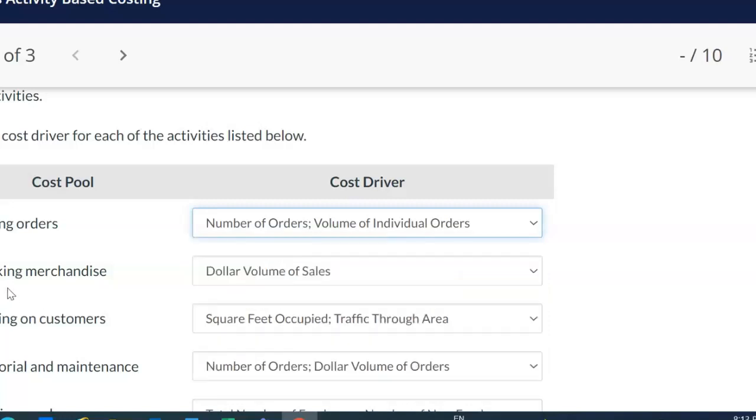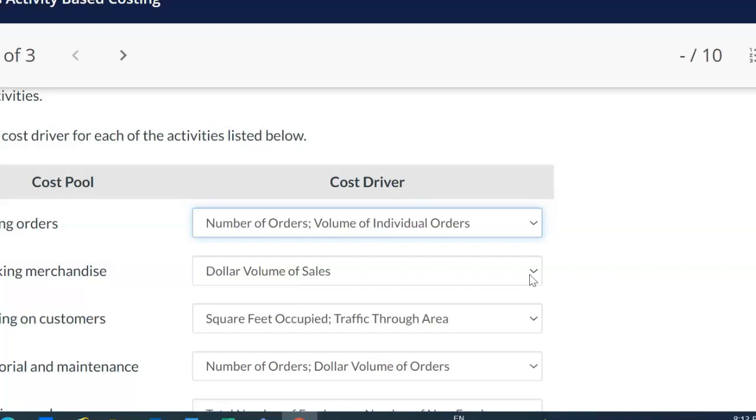Now, some of these are going to be, here's the word, arbitrary, which means I might think a little different than you, or Mr. Wiley is thinking different than you. It's arbitrary. Some of them are not exact. Okay, next one.